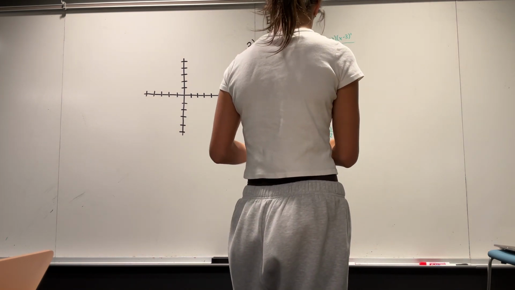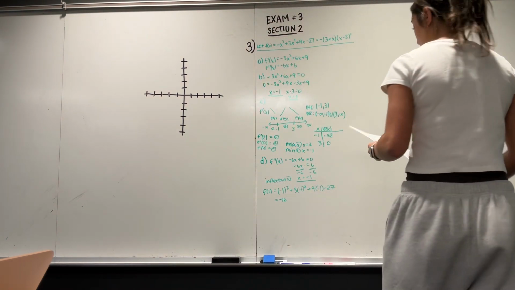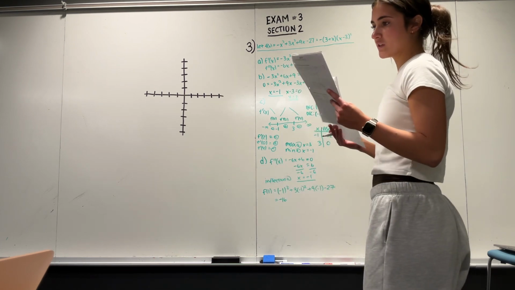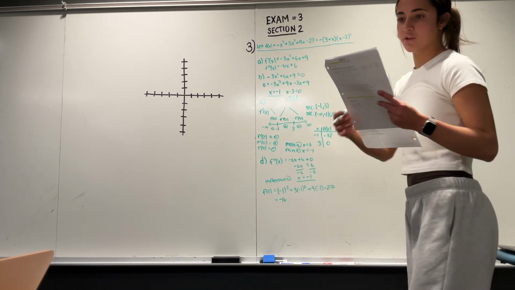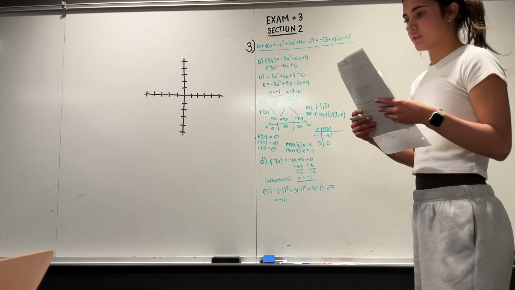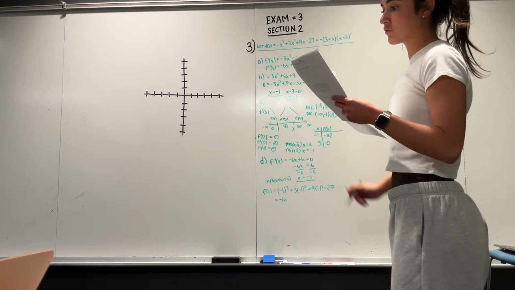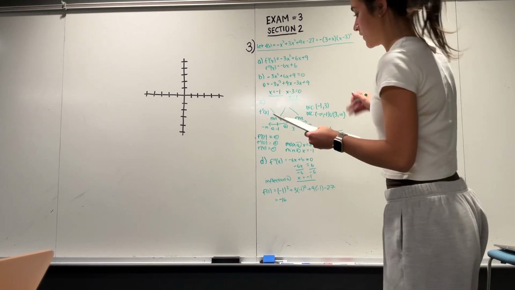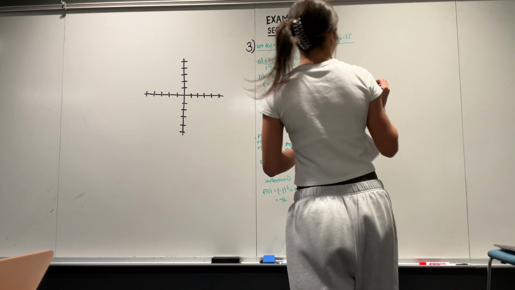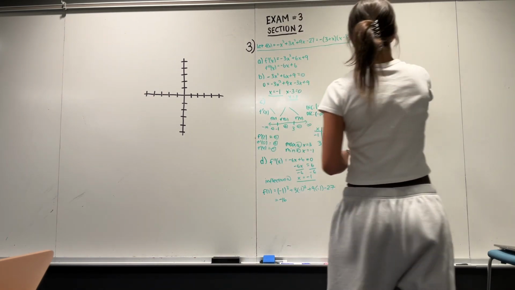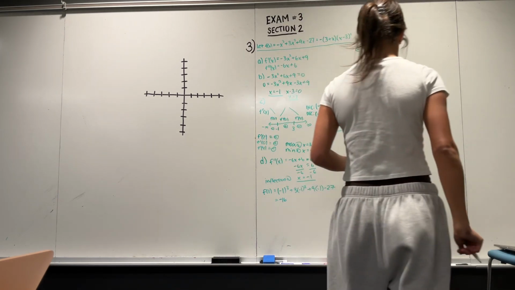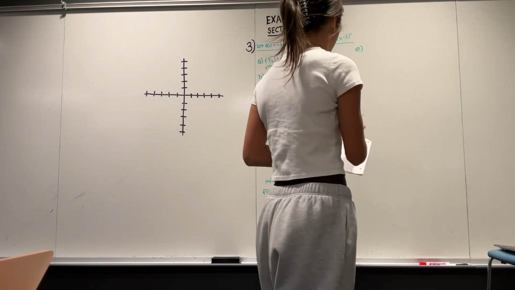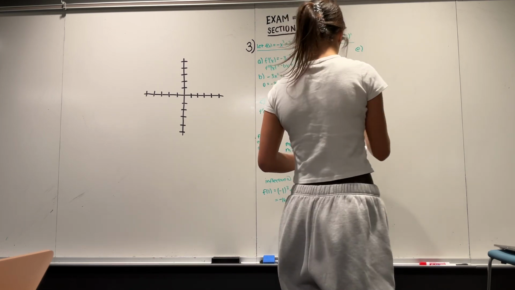So for E, let's see. Find the intervals on which f of x is concave up and the intervals on which f of x is concave down. Use the second derivative test, determine which of the possible inflection points, etc. So we're going to do the same thing for E that we did earlier, just with the second derivative. So we're going to go E, and then we're going to do what we found earlier was our inflection point was negative 1.